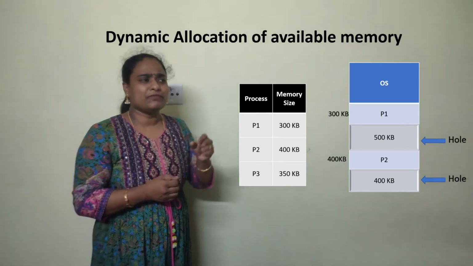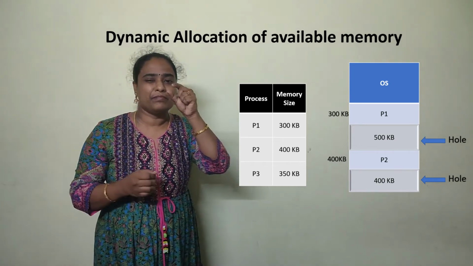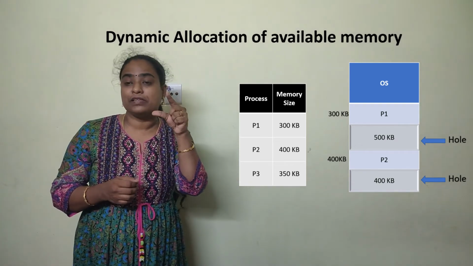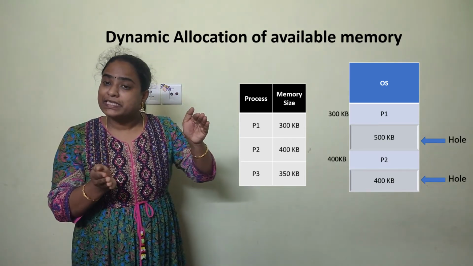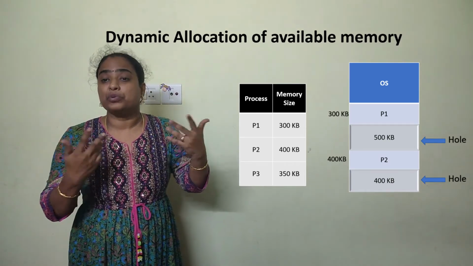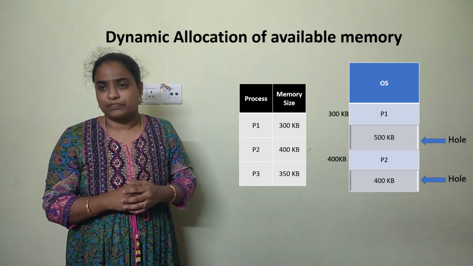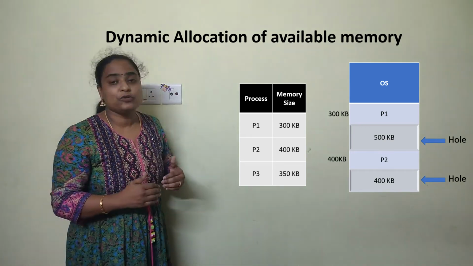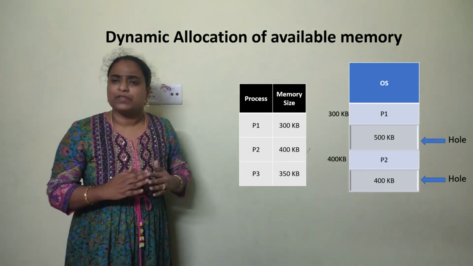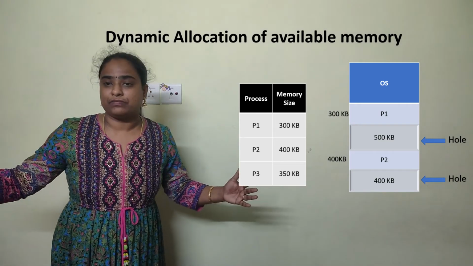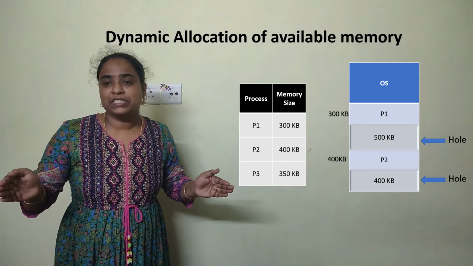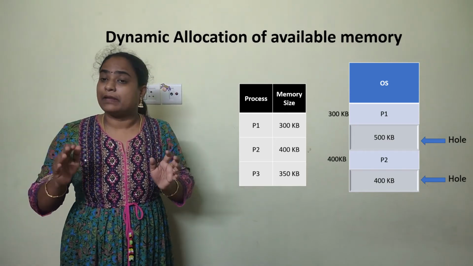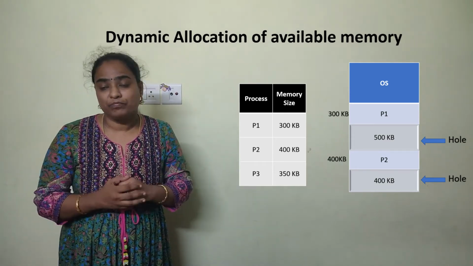So now we saw that if 50 KB is left, most of the processes will be larger than that 50 KB. So if the fragment size is a little bit big, then it can be utilized by another process. So we are trying to find a hole which is very large so that the fragment size also will be large, so that it can be allocated to the other process.